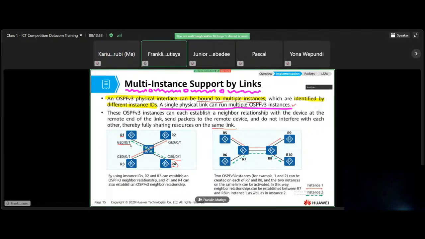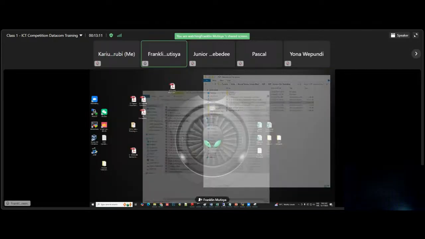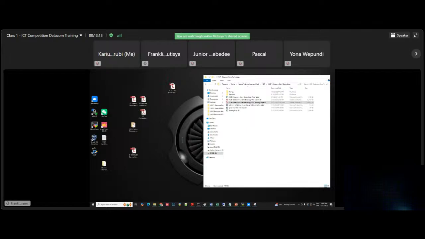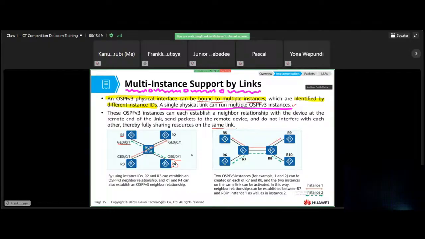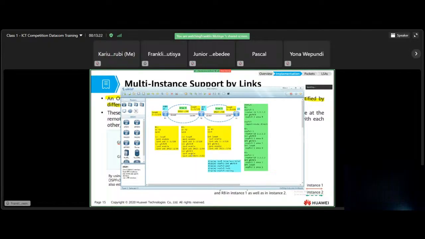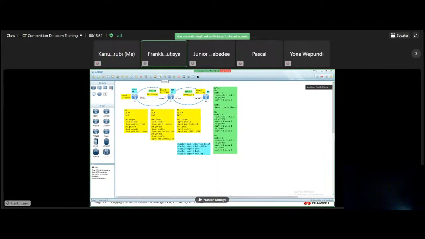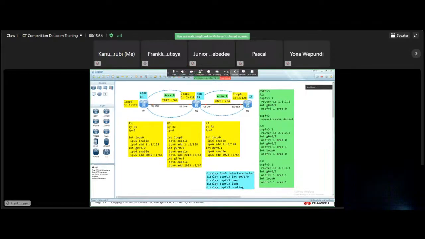Okay, so how do we differentiate the different instances? We use instance IDs. When you're configuring an OSPF instance, you specify the instance ID. For instance, allow me to get something for you. Let me open this lab. I hope you can see clearly here. Let me zoom out. So we have what we call instance IDs.